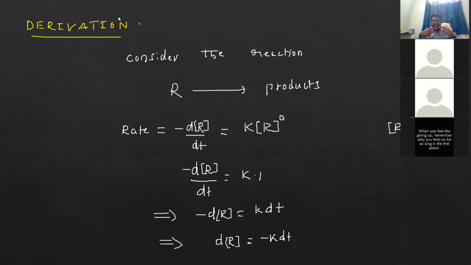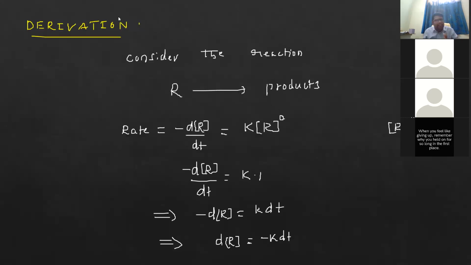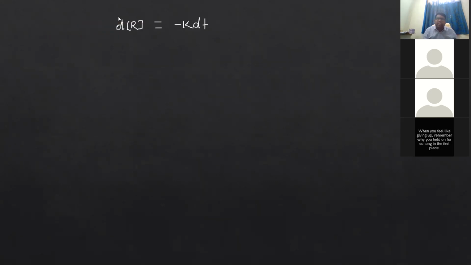After that, integrating the above equation on both sides. So everyone understood how to get d[R] is equal to minus K dt. Here minus d[R] is equal to K dt. Again, you can multiply by minus: minus into minus is plus, so minus K dt. Both are the same, or not? Both are the same. So next, integrating the above equation on both sides.